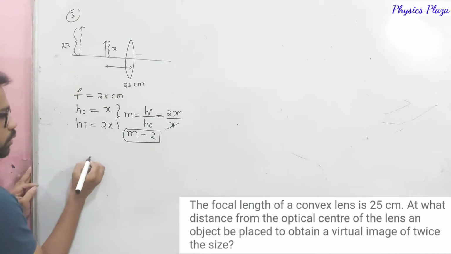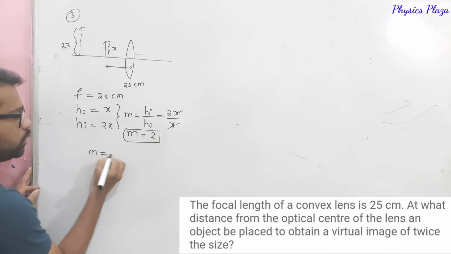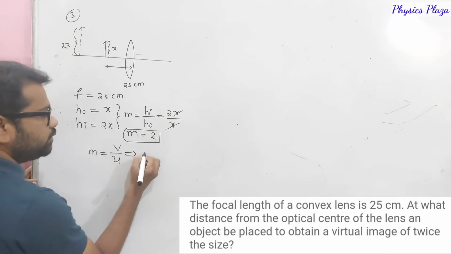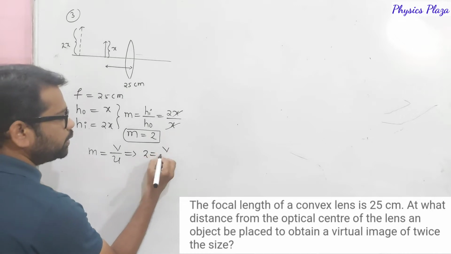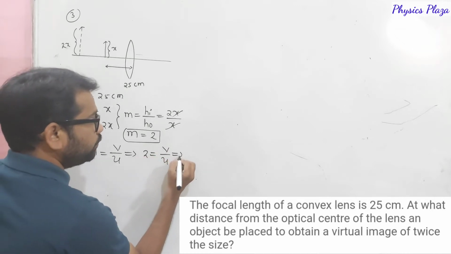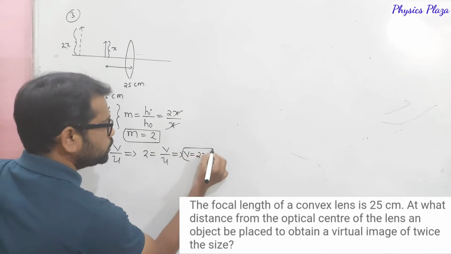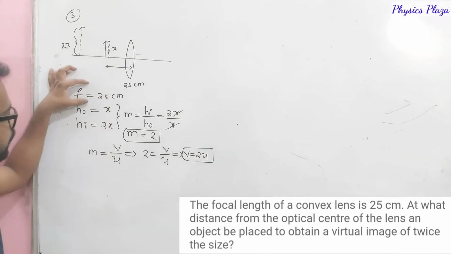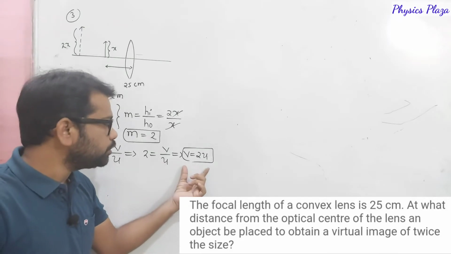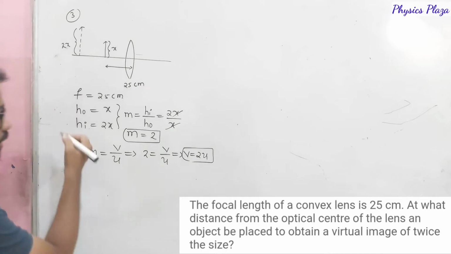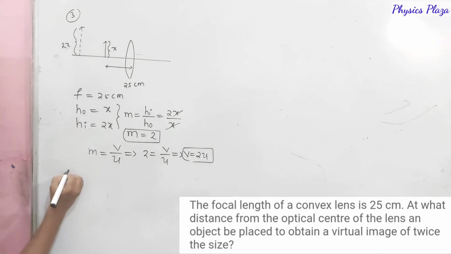Fine. And we also know that, dear children, m is equal to v by u. So, let us substitute here, m value is 2 and it is v by u. So, children, from this we can write v is equal to 2u. Here we have f is equal to 25 centimeters. By using these two, we are going to calculate the u value. How? Let us take the lens formula again.